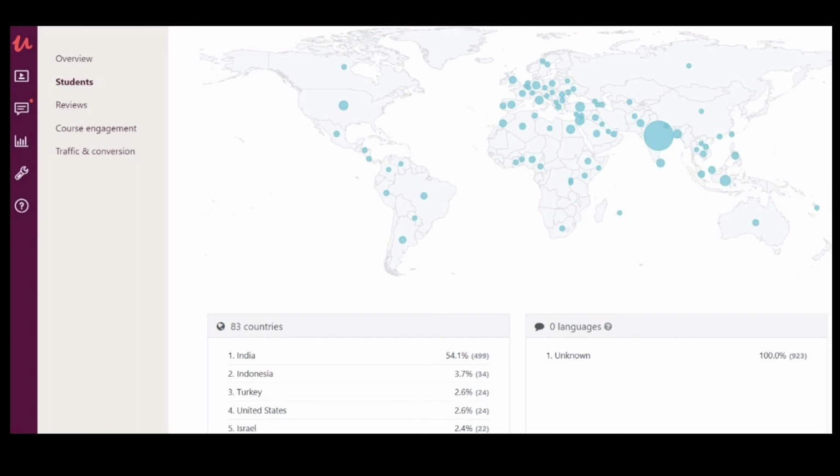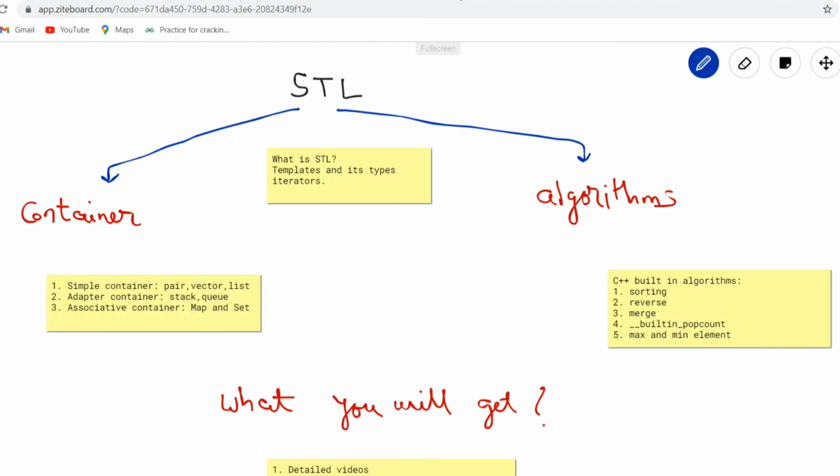So probably the course is all about... Hello friends, this is a crash course on the topic C++ STL. STL stands for Standard Template Library. In this course, what we are going to cover is what is STL, what is the concept behind template, what are its types, what is iterator.